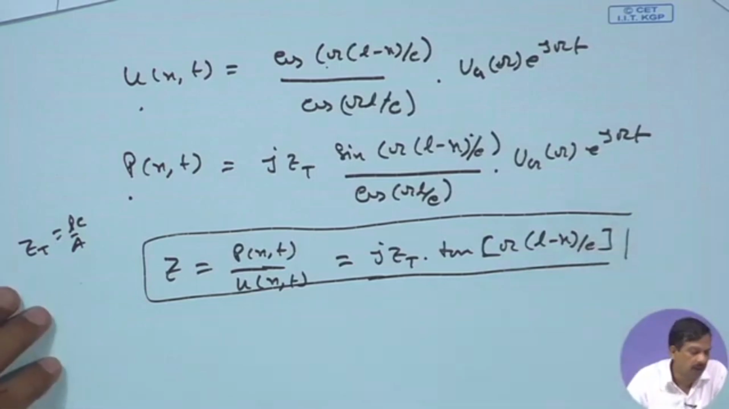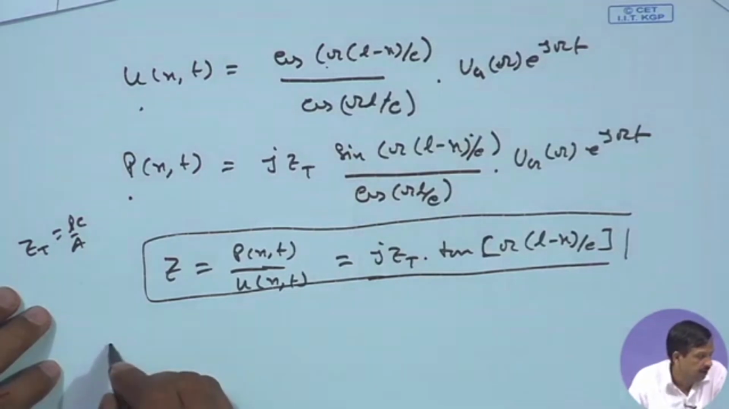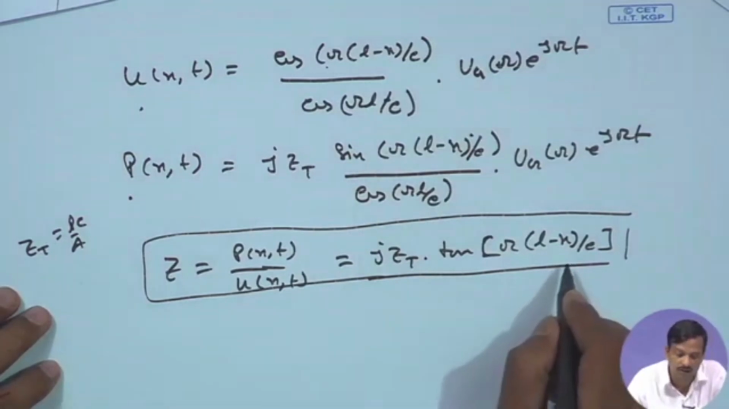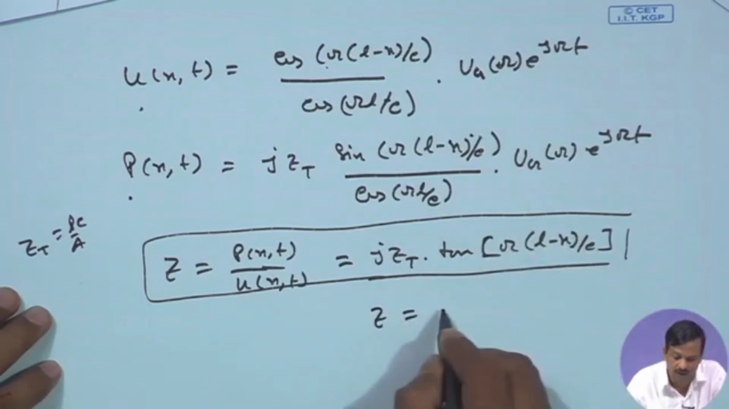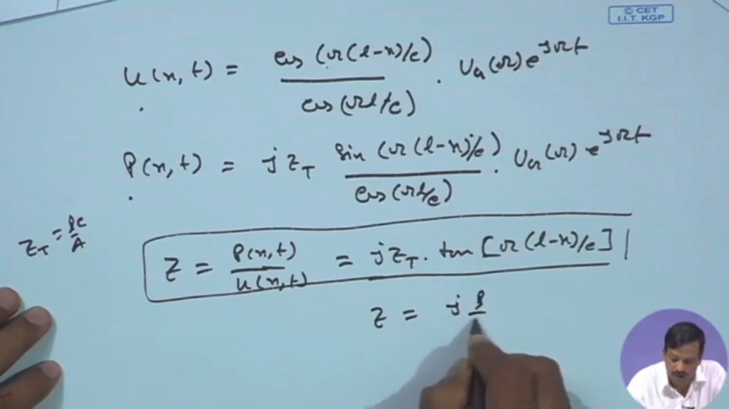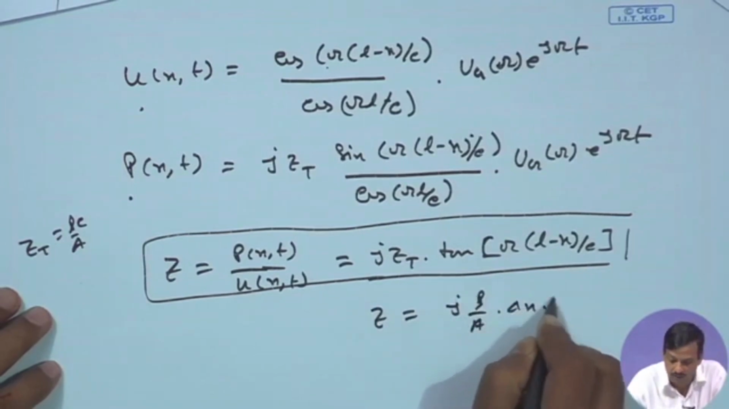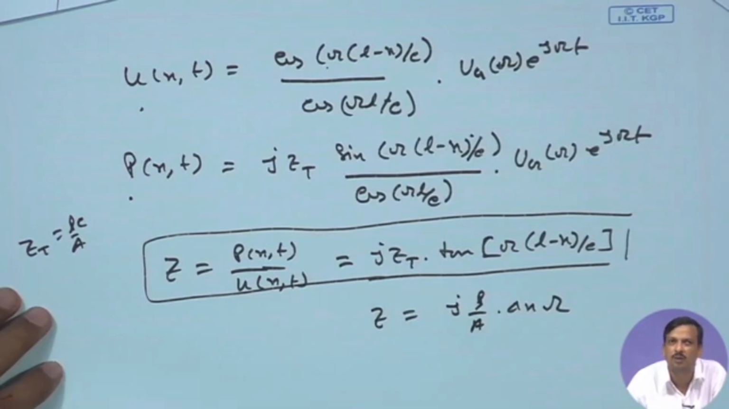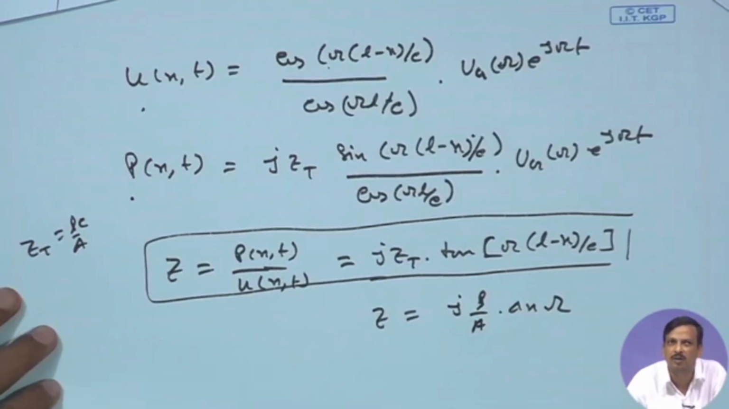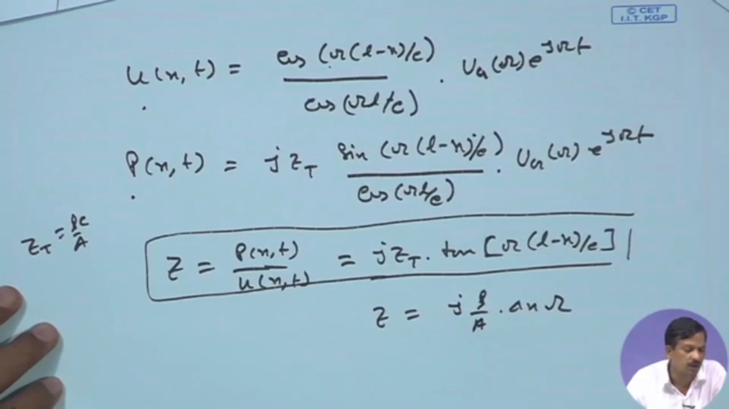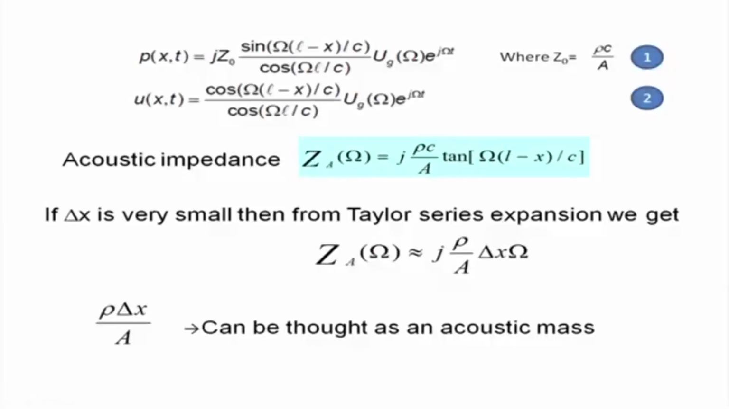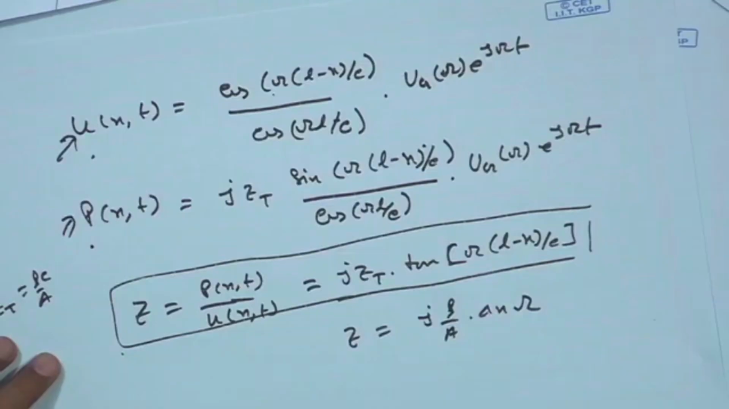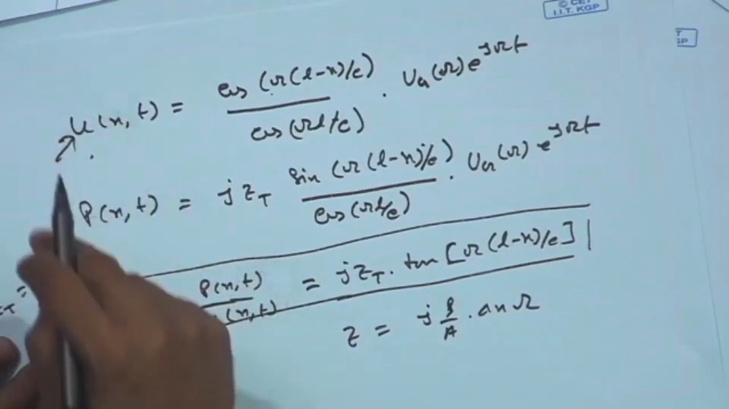Now, if the variation of x, del x, is very small, then I can say that Z is nothing but j omega rho by A into del x. So that is the simplification for a small del x. Now, forget that, so this is the Z. Now, if I interpret this, this is the volume velocity and this is the pressure wave.